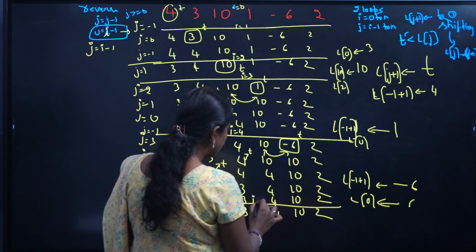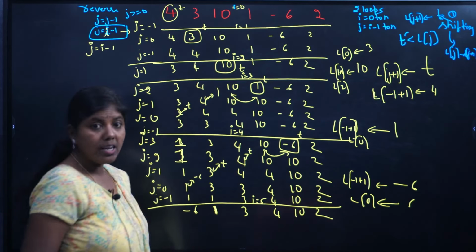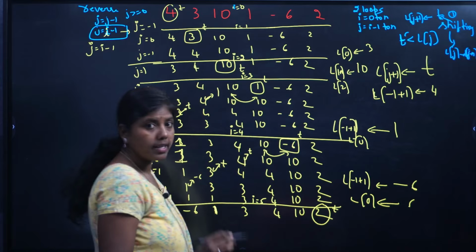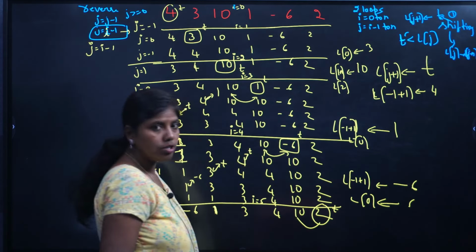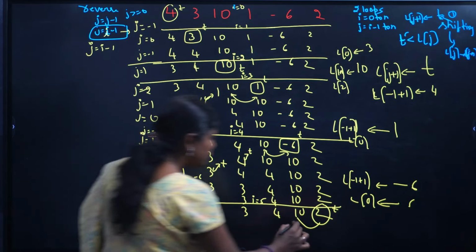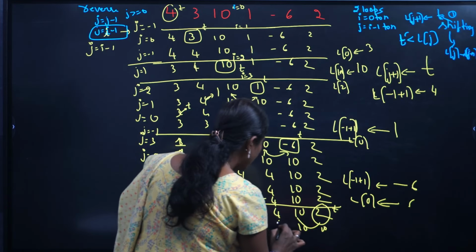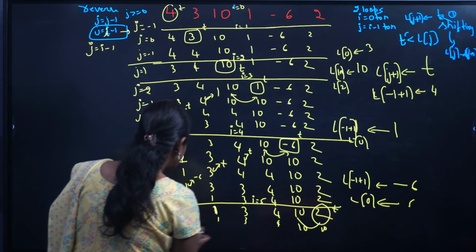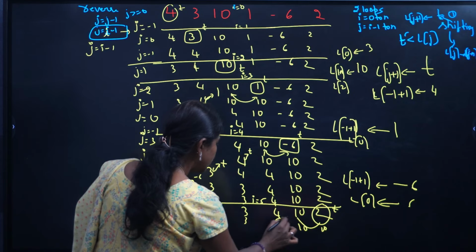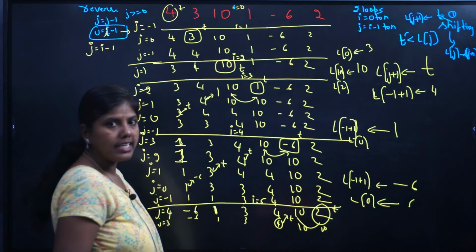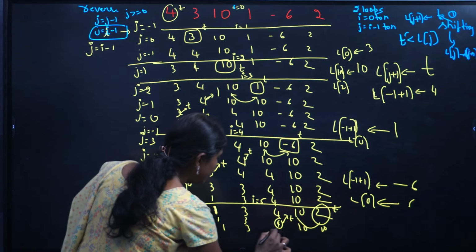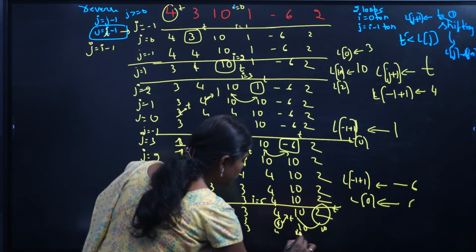In this case, I'm going to take i is equal to 5. Then what happens? I'm going to take this as t now. Compare these two. I have to shift it. This is going to be j is equal to 4. Okay, shift it. 10, 10, 4, 3, 1, minus 6. j is equal to 3. 4 and t. What is t? 2 is less than 4. I have to shift it. Minus 6, 1, 3, 4, 10, 10.